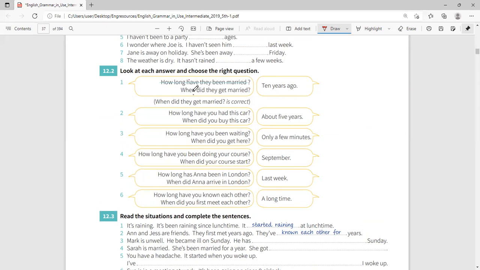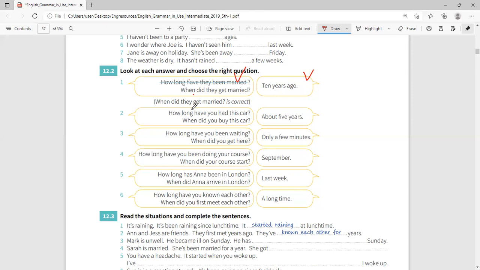Now, 12.2 says, look at each answer and choose the right question. There are 2 questions. You will choose the one that fits the answer. The answer is 10 years ago. So what was the question? Is it how long have they been married or when did they get married? The answer is actually when did they get married, because we're looking at that time in the past. If it was how long have they been married, you would say they have been married for 2 years, for 3 years. But now they're saying 10 years ago. Ago always goes back.